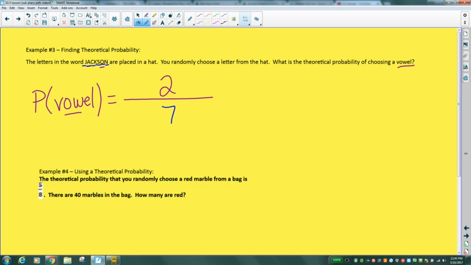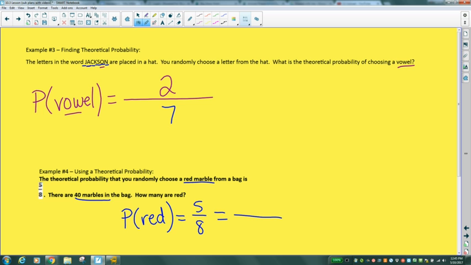So I'm going to start looking at the probability. The probability of a red marble is simply equal to 5/8. They gave us that information in the problem. But I want to know how many are red if there are 40 in the bag. So is 40 related to the red marbles, which is the numerator, or is it the total possible marbles? It is the total possible marbles.